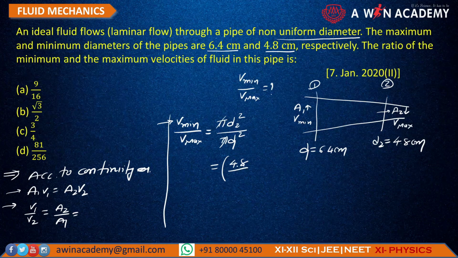4.8 upon 6.4 whole square. Here you can cancel out 16 threes are 48 and 16 fours are 64, यानी कि 9/4. This is the ratio of minimum and maximum velocity.